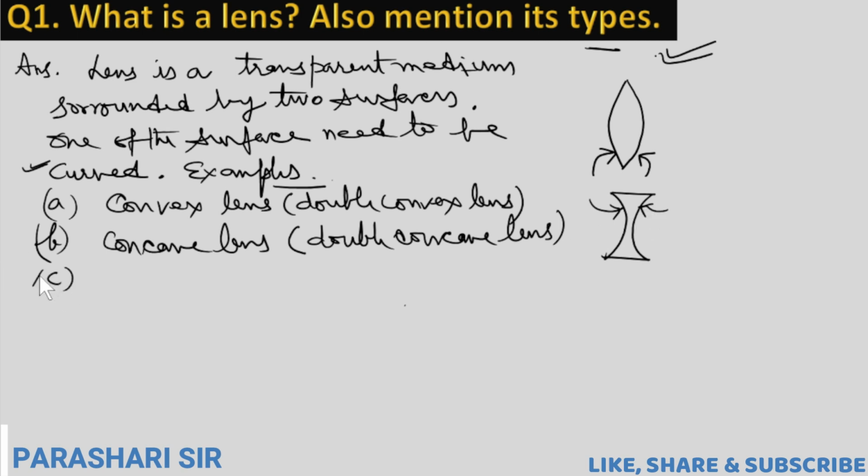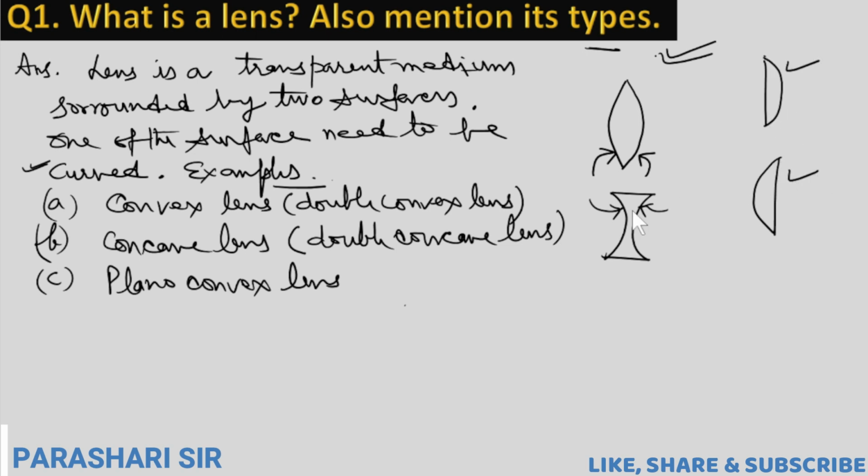C. Plano convex lens. This plano convex lens is drawn like this. Here's a convex surface and this is the plane surface. And you can also draw it like this. You can make first the plane surface and then the convex surface. So this as well as this, these two figures, they represent the plano convex lens.